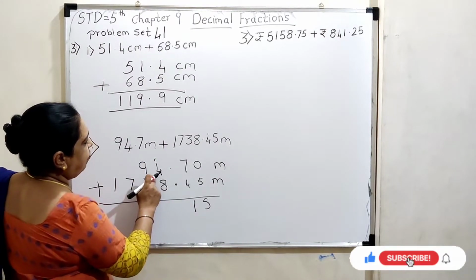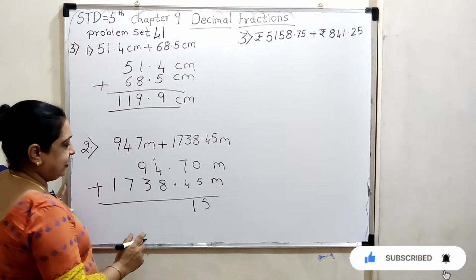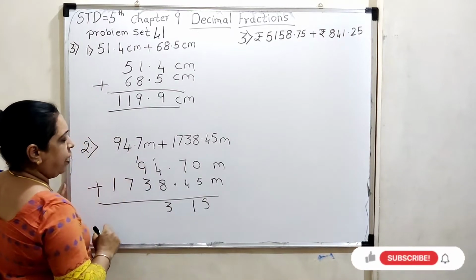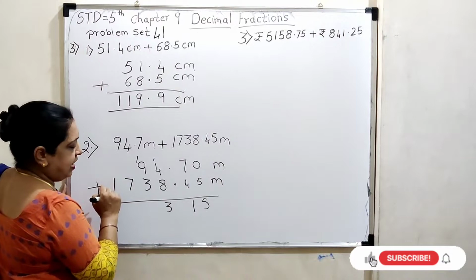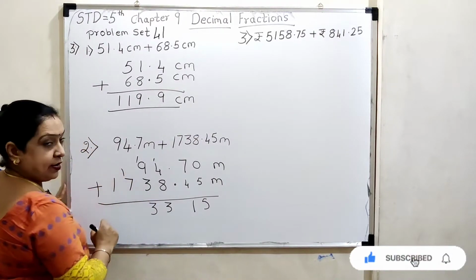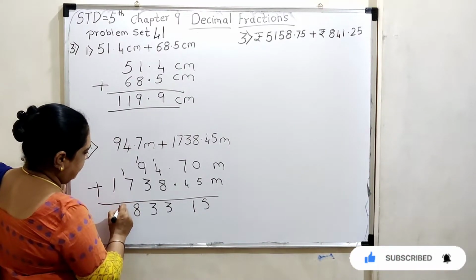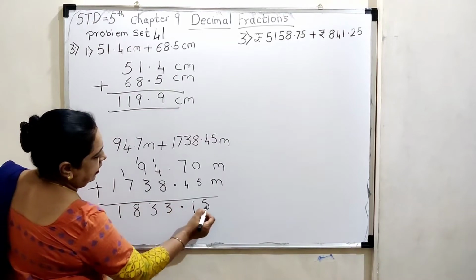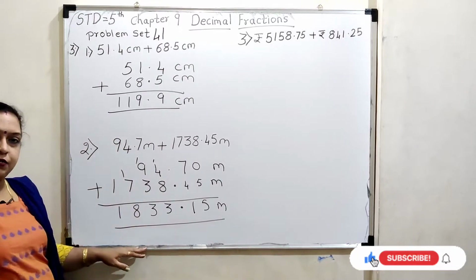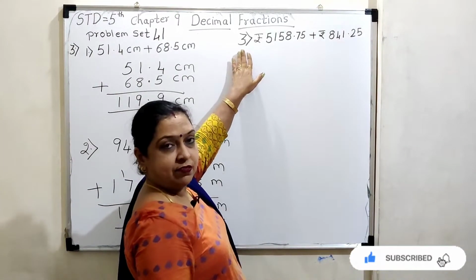8 and 4, 12. 12 plus 1 is 13. Carry 1. 9 and 1 is how much? 10. 10 plus 3 is how much? 13. 3. Again carry 1. 7 and 1 is how much? 8. 1. Put the point and here it will come meters. Understood this much?